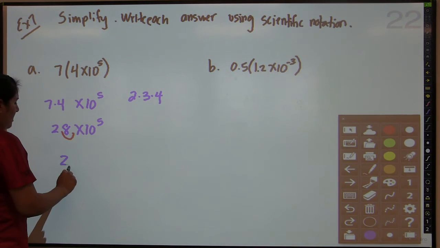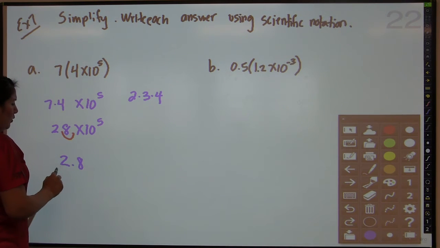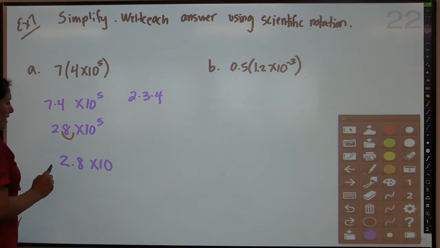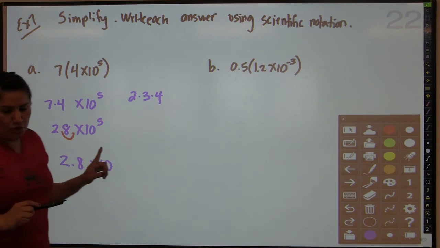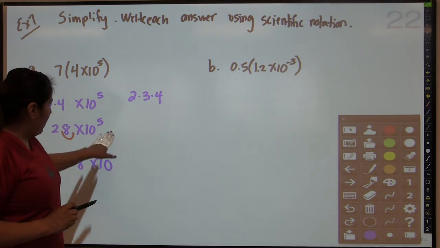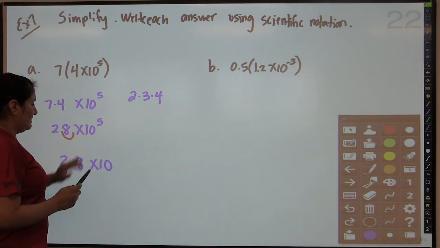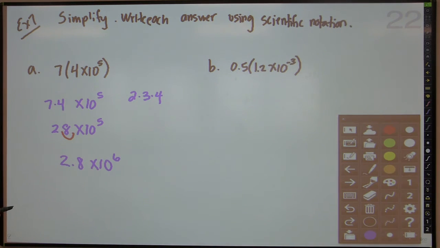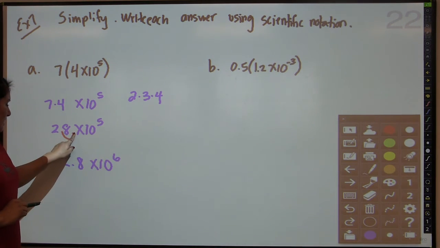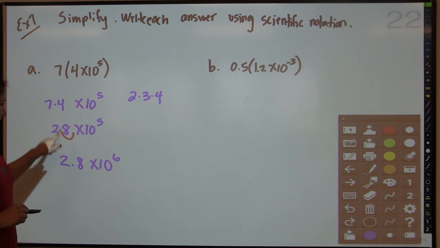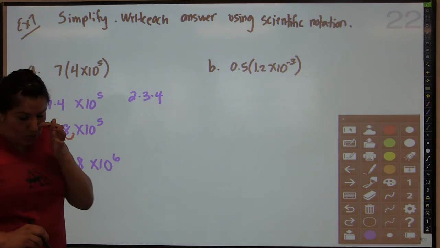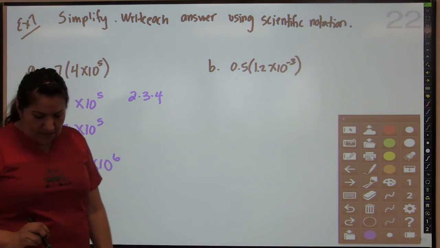We need to move it 1 unit over so that we can get 2.8. Now the number 2.8 is larger than 1 but smaller than 10. But because we moved it 1 unit over, it means that we're going to have to take our exponent that was a 5 and make it a 6. Alrighty? So we're going to add 1 to that because we moved it to the left. Remember, when you're moving it to the left, you're adding to those positive exponents. Okay? So it's going to be 2.8 times 10 to the 6th power.